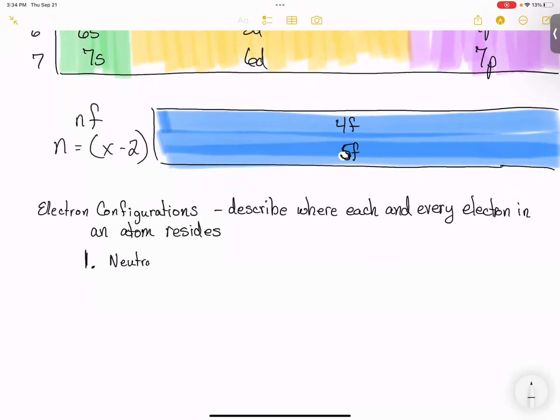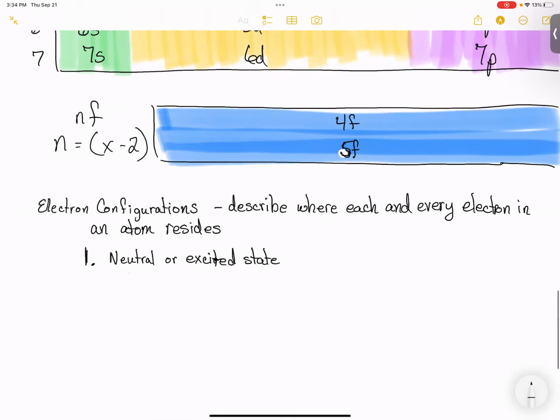A neutral state means that the electrons enter the atom as expected. Whereas excited means that they're not in the order expected.